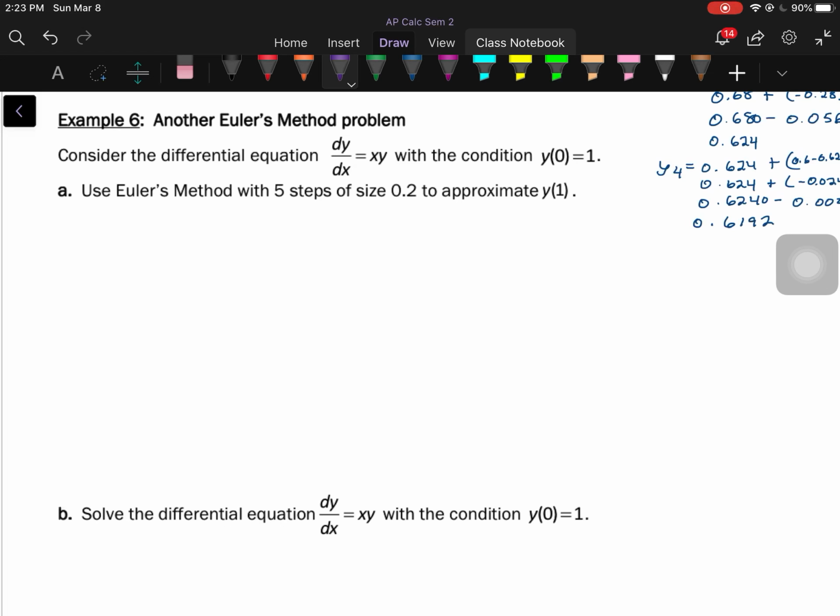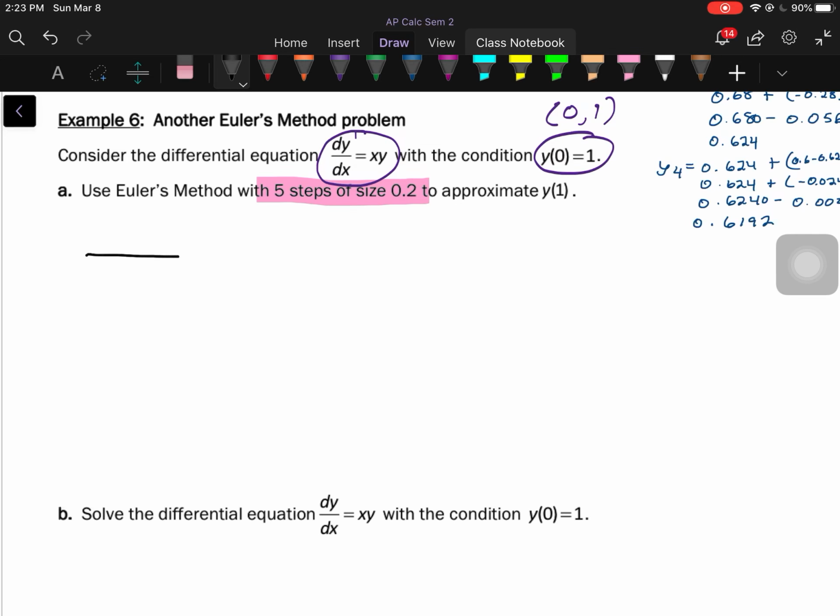So in this case, consider the differential equation dy dx equals xy with the condition y of 0 is 1. So my initial point, 0, 1, that's going to be my x sub 0 and y sub 0. Use Euler's method with 5 steps of 2/10 size to approximate y of 1.